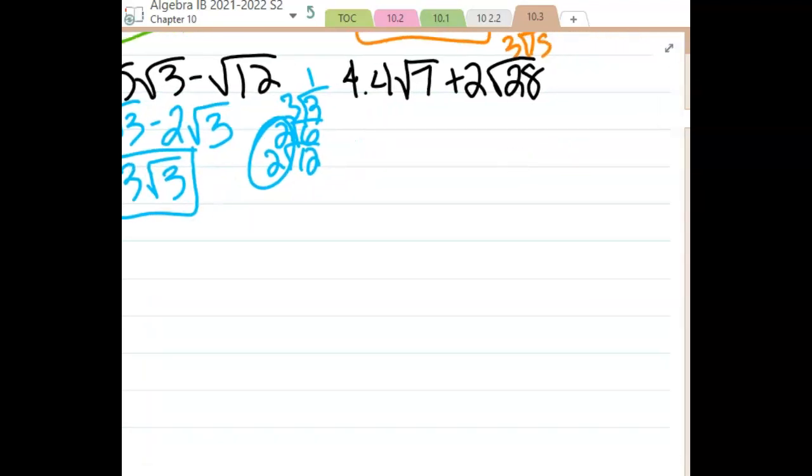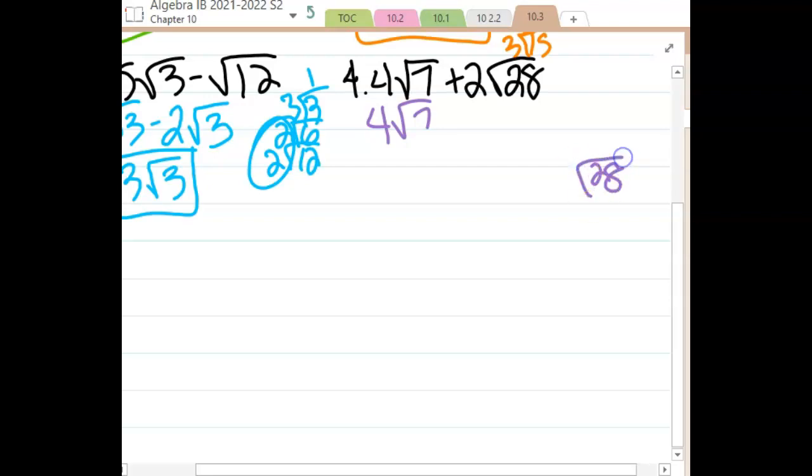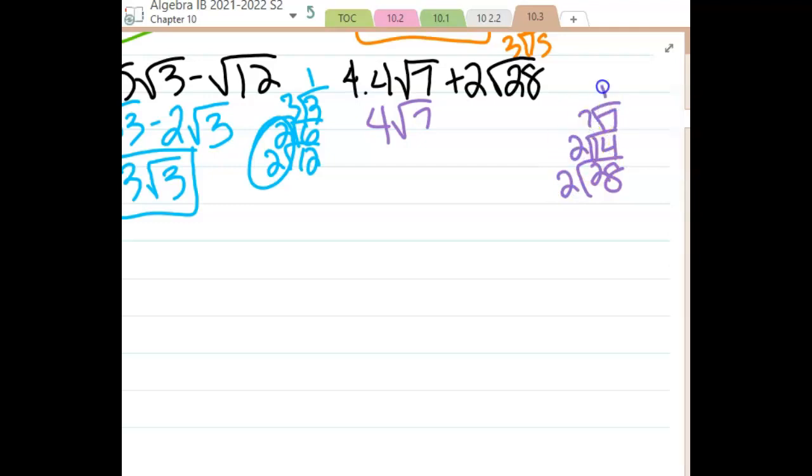Now, as they are, are these like radicals? No. Do you think we're going to be able to simplify or break down 4 square roots of 7? Okay, 7's a prime number. That's not going to go anywhere. What about 28? If I were to take 28 or look for perfect square factors, we could divide out a 2, we get 14. Divide out another 2, we get 7. Divide out a 7, we get 1.